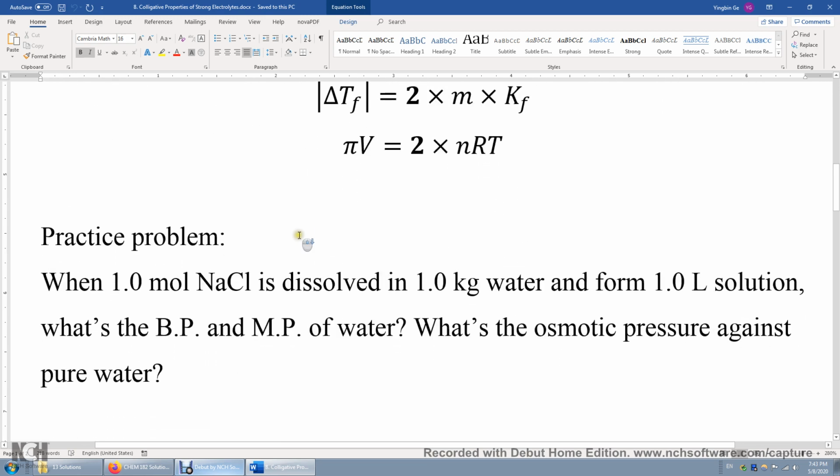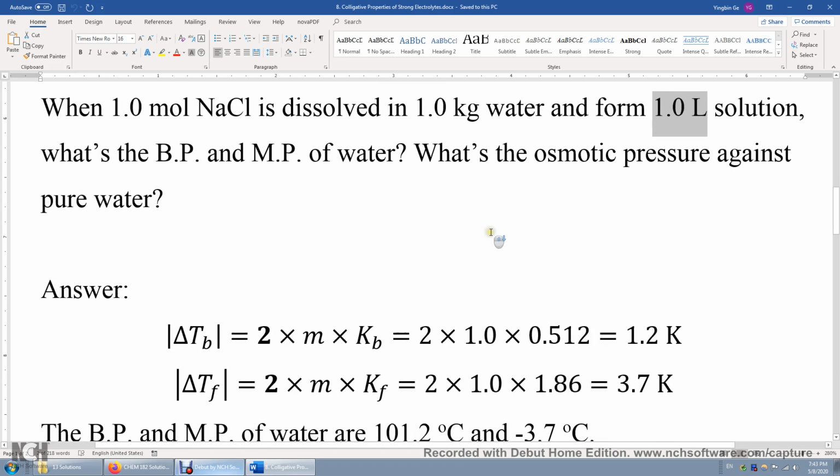Okay. So now practice problem. Let's say 1 mole of sodium chloride is dissolved in 1 kilogram of water and forms 1 liter of solution. This is a rough estimate. It's probably going to be a little bit different from 1 liter, but again, we're just trying to estimate the numbers here. What's the boiling point and melting point of water? What's the osmotic pressure of this solution compared to pure water?